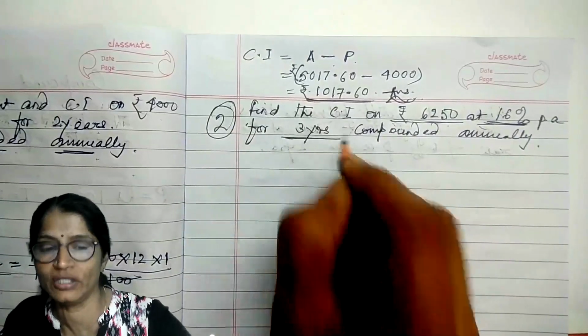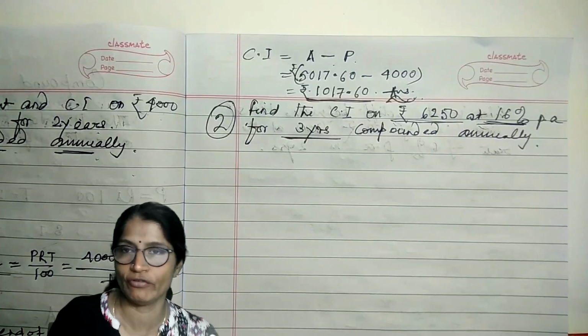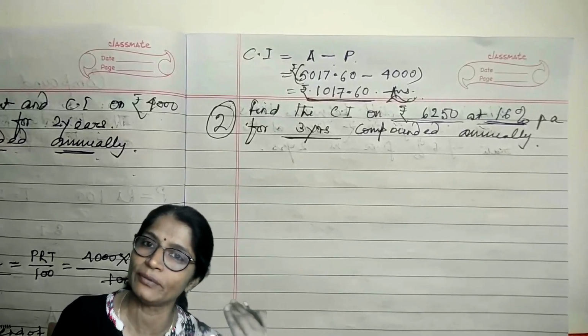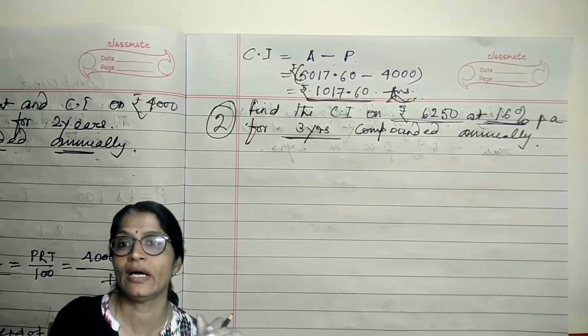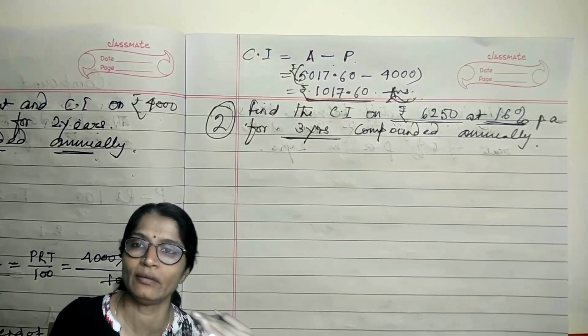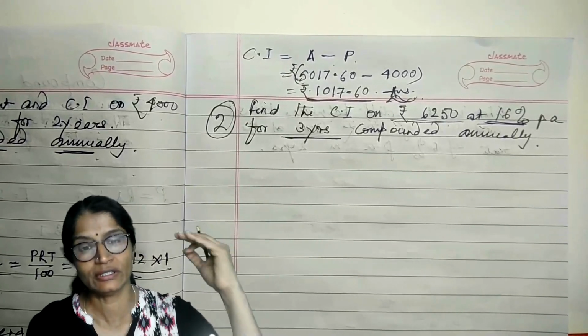It is given for 3 years. It means first I will calculate for the first year, then for the second year, then for the third year. So whatever amount I calculate in the first year will become the principal for the second year, and after the second year whatever the amount will be, that will become the principal for the third year. So we have to proceed till the third year.